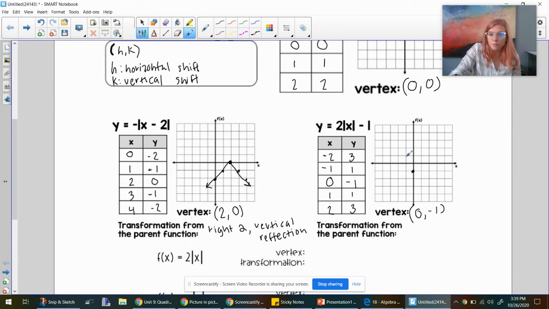So I have (-1, 1), (-2, 3), (1, 1), and (2, 3). So my transformation here is that my vertex went down 1, and that my graph got narrower. It stretched. It got longer and skinnier. So we're going to go ahead and call that a stretch.